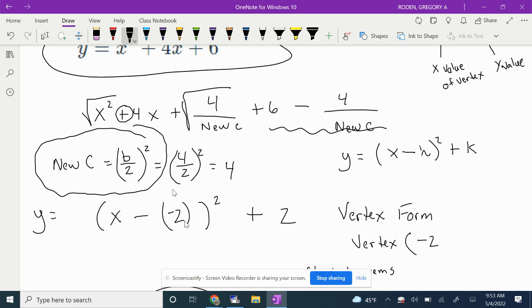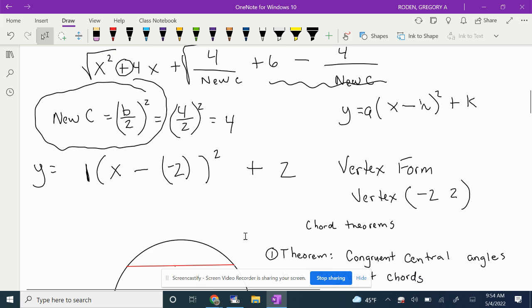What is the y value of the vertex, class? 2. Now, we can go back to a, which in this case is 1. It's the number in front of the x squared, by the way, it's a. a is 1, and it's a positive 1. So what do we know? I know that I have a parabola.